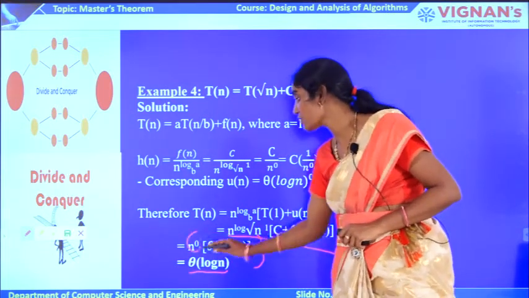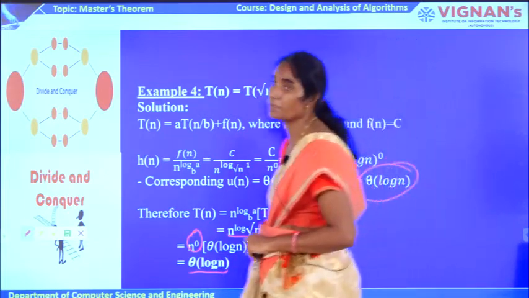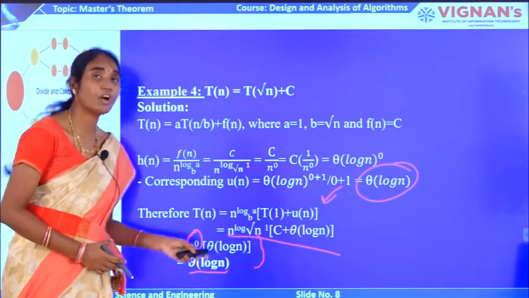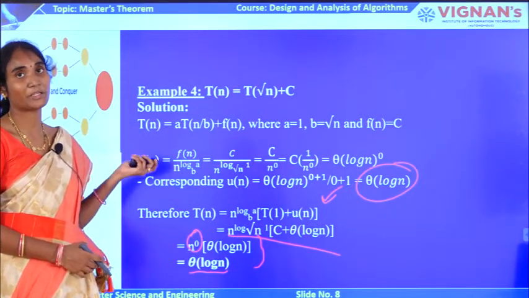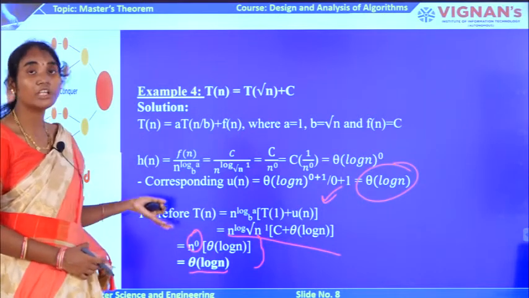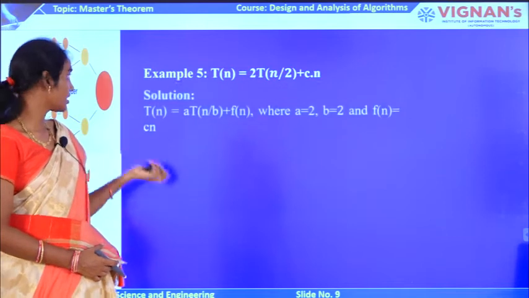So, here n to the power of 0 is 1. So, theta of log n is the highest term. So, the complexity for this particular recurrence relation is theta of log n. Whereas, if you use the substitution method, it takes around 3 to 4 pages. Here, I will be having only 3 to 4 steps. That is the difference over here. Now, let us see another example.